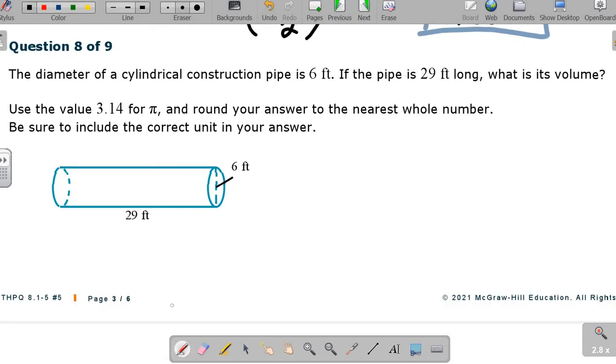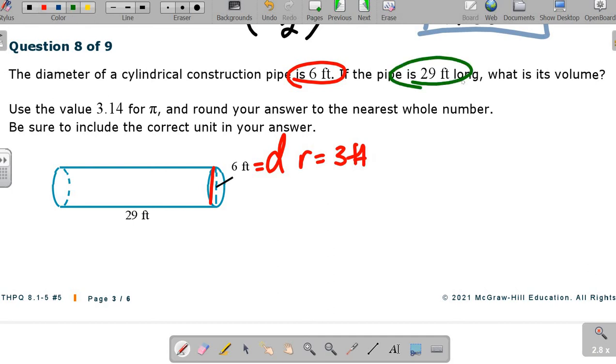Said the diameter of a cylinder, construction pipe, is 6 feet. That's a diameter. So that's D. Instantly, we know we're going to have to work with the radius, so our radius is 3 feet. Pipe is 29 inches long. What is its volume? So we're going to find that first. Base times height.